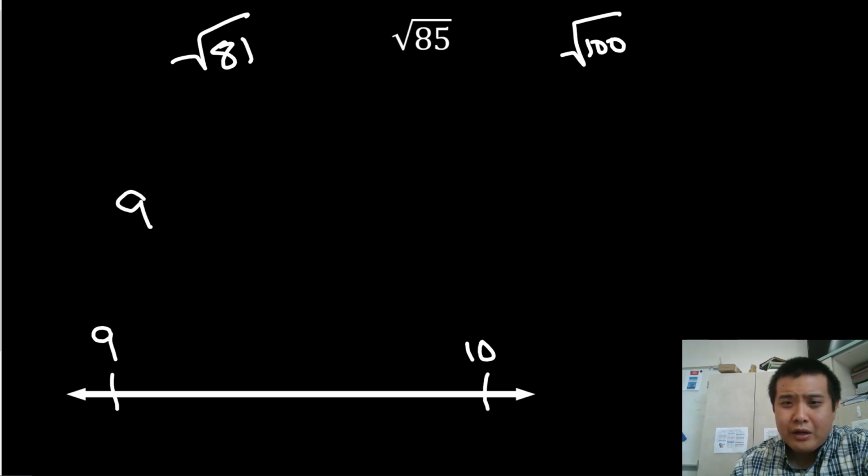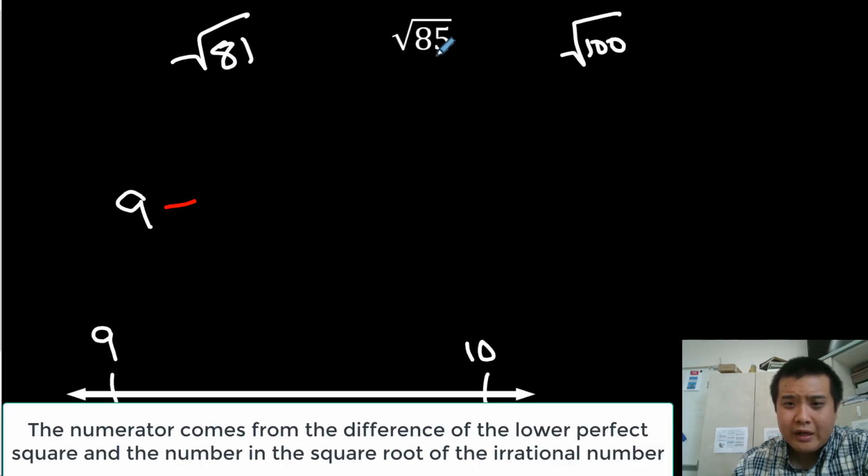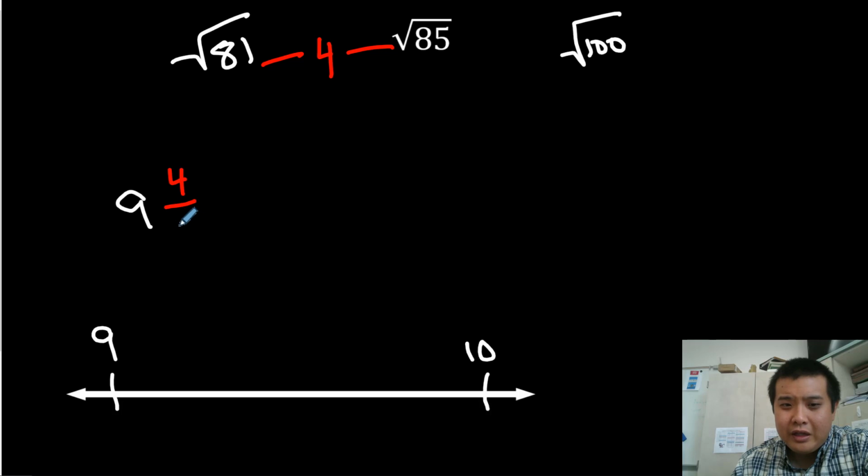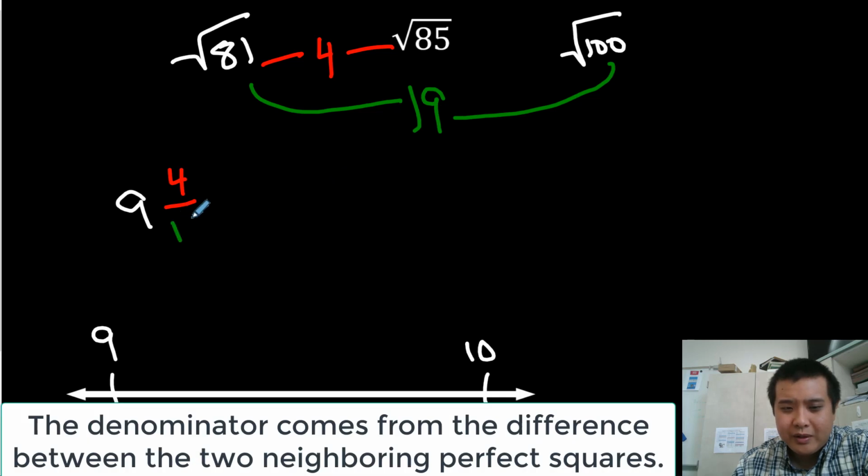And again, we're going to create the fraction, 9 and something. The numerator comes from the lower perfect square and the actual number we're going for, and then we find the difference between those two. The difference between those two is 4, so we write 4 as our numerator. Then the denominator comes from the difference between the two perfect squares that are around our number, and that is the number 19. So our fraction is 4 over 19.